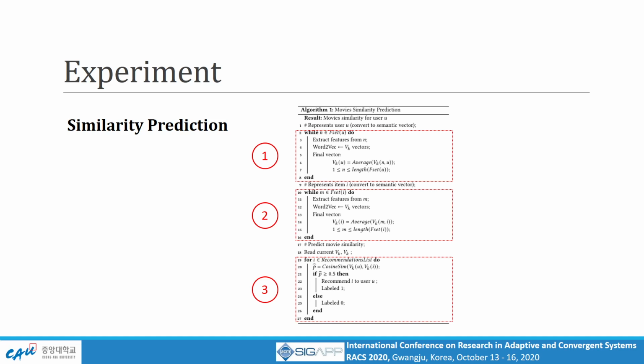So in our algorithm, movie similarity, we have 3 steps. The first step is we represent the user U, and the second step we represent the item I, and finally we predict the similarity score for the pair of user U and movie I based on the relevance between the user and the item.